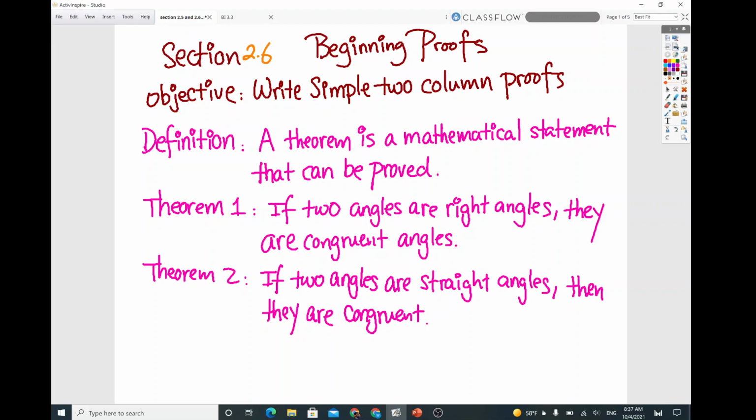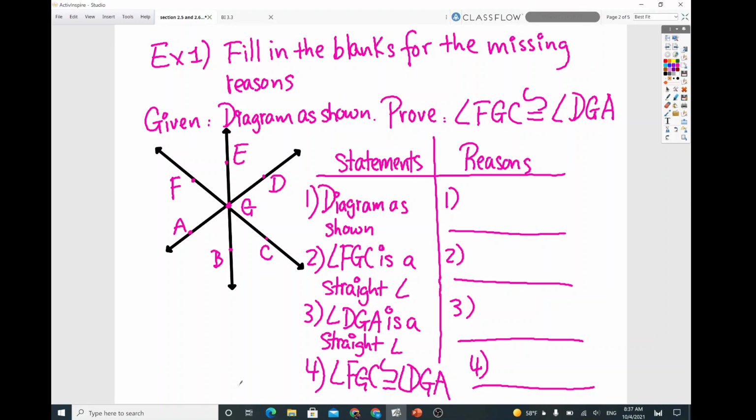Okay, so now let's look at the example with the fill in the blank for the missing reason. Given the diagram as shown, prove that angle FGC, let's highlight FGC, which here looks like a straight angle, is congruent to angle DGA, which is all the way over here. The first step is always considered a given. And then FGC is a straight angle.